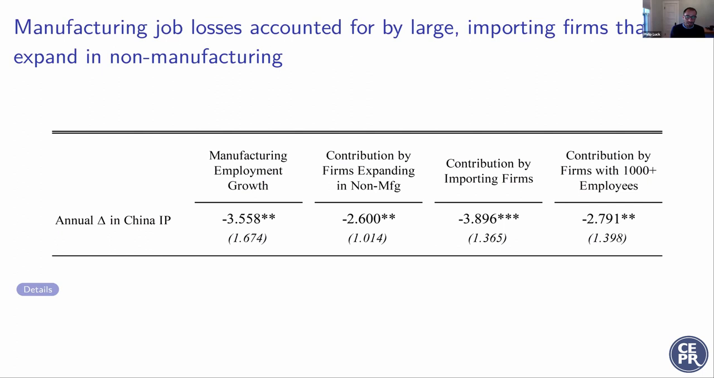And what this basically paints a picture of is that a large majority of the employment declines in US manufacturing are within firms that are simultaneously expanding non-manufacturing, importers, and are large, right? So this doesn't concord with the story of a lot of exit of mom and pop small manufacturers. This is more culling of domestic manufacturing by these large continuing firms.